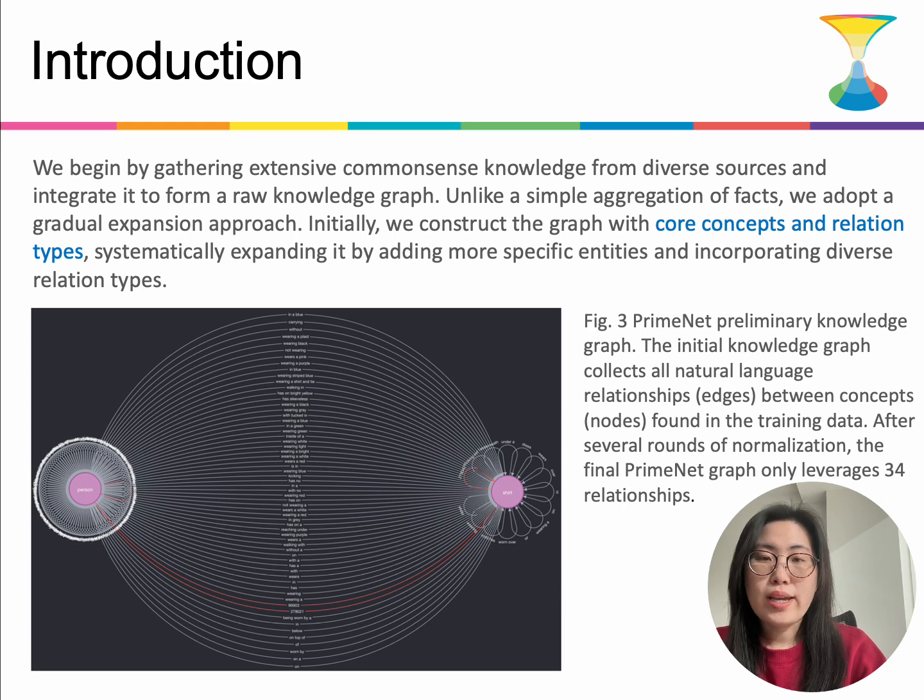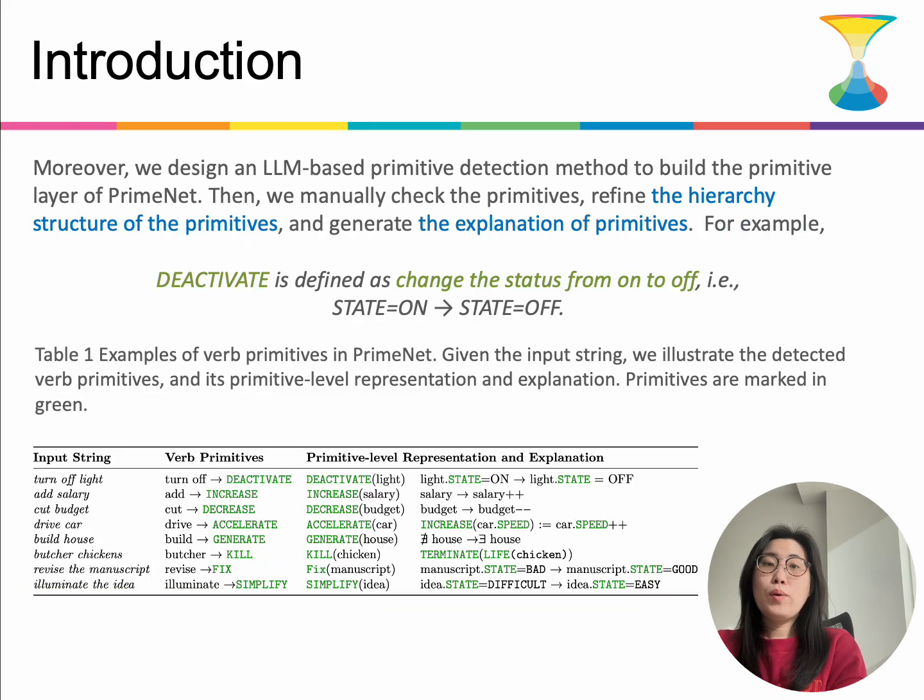In the next stage, we establish the concept layer of PrimeNet by assessing the abstractness of all nodes using a new score function tailored for conceptualization. Moreover, we design an LLM-based primitive detection method to build the primitive layer of PrimeNet. Then we manually check the primitives, refine the hierarchy structures, and generate explanations of primitives. For example, the primitive active is defined as change of status from on to off.